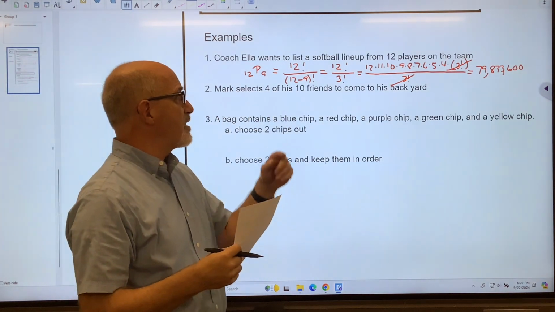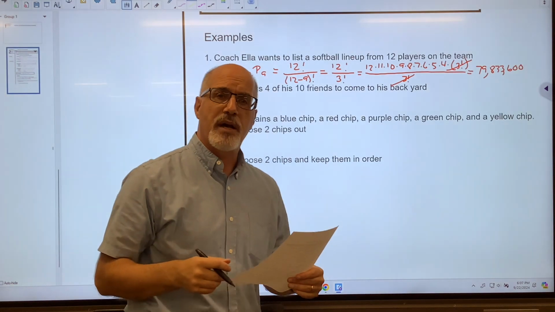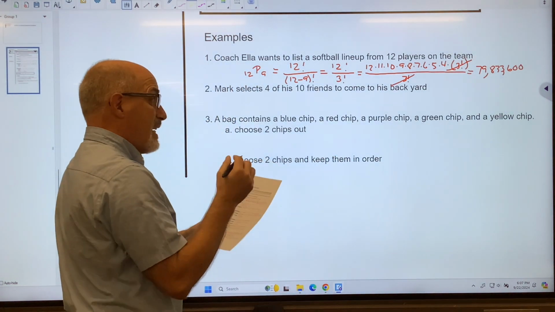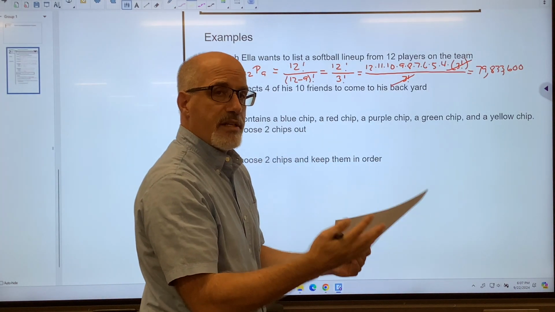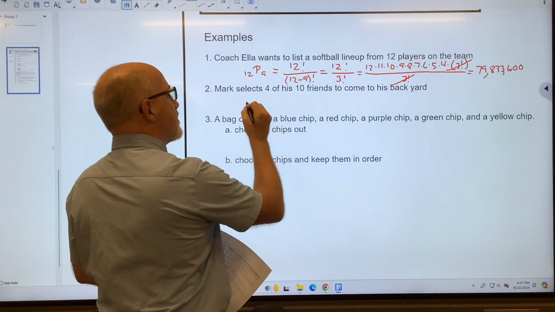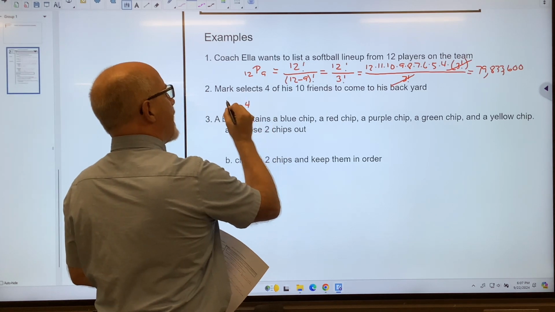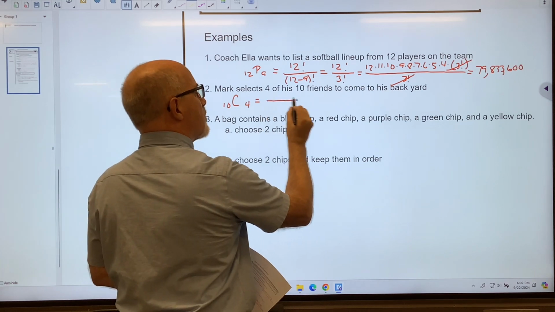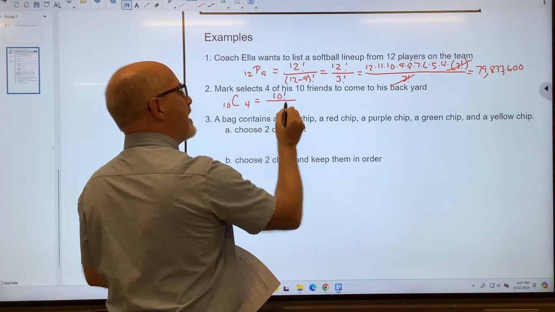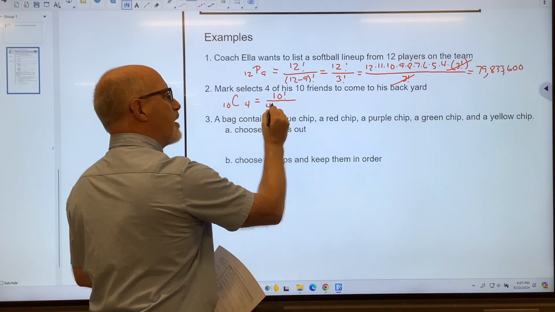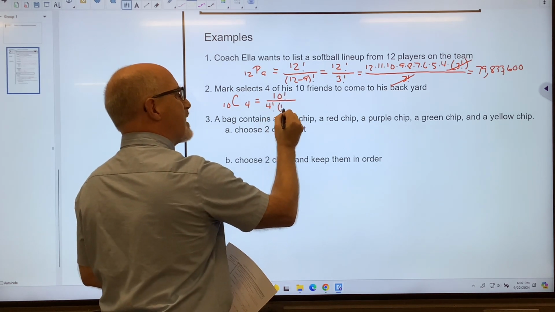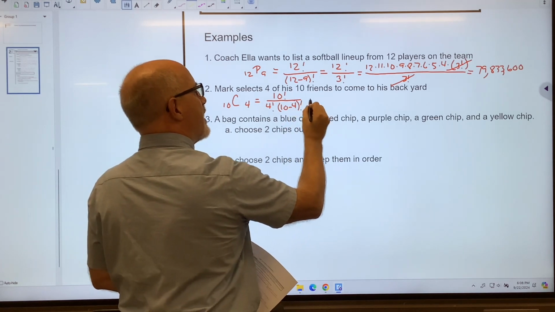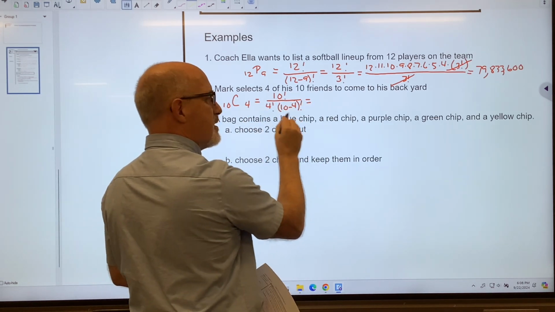All right, now Mark wants to select 4 out of his 10 friends to come to his backyard and hang out. Because it's just saying choosing 4, it doesn't say put them in an order or anything like that, this is going to be a combination. So we're going to have 10 choose 4. For that combination, we'll do 10 factorial on the top. On the bottom, we'll put the 4 factorial, and then the same as this one, we're going to take 10 minus 4 factorial. So this one is going to be 6 factorial.